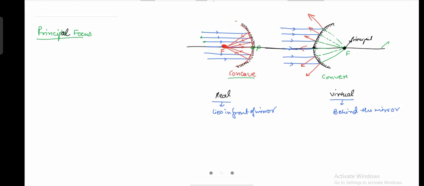Now I'm writing the definition for the principal focus, and let's understand with the help of the definition also.